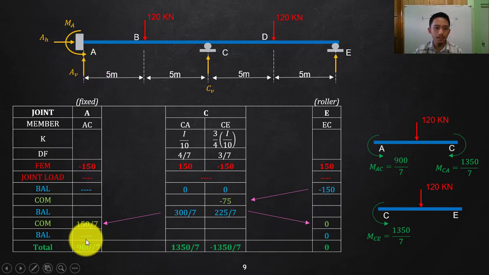However, in your A, that is only a negative 900/7. You do not have something to counteract that one because that will be carried by the fixed support. So, these are your fixed end moments. Negative 900/7, counterclockwise. Again, that is our assumption for the fixed end moment. Clockwise is positive, counterclockwise is negative. 0, so nothing.